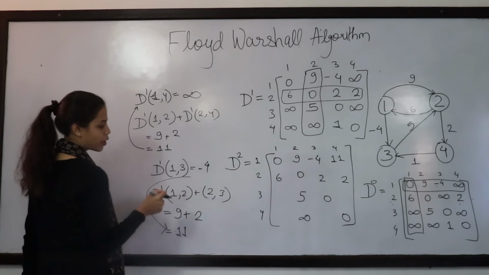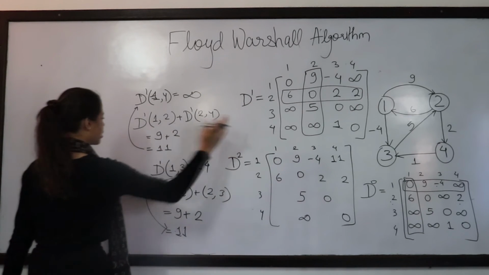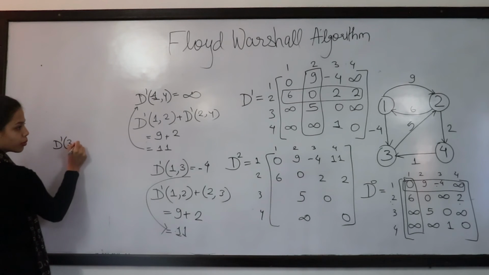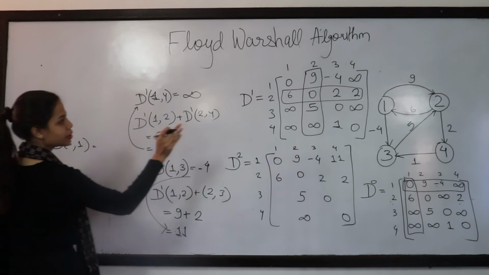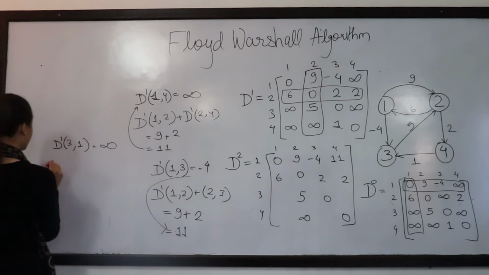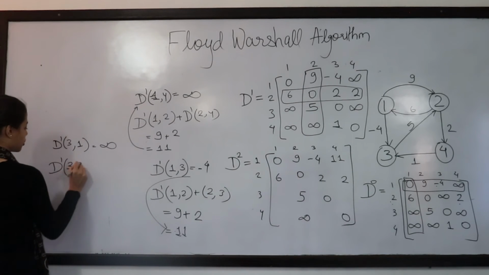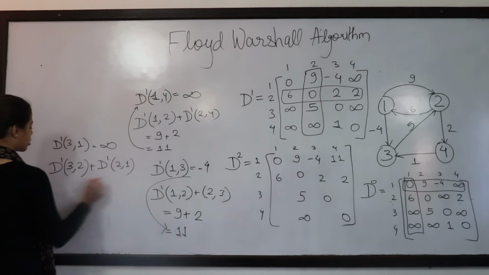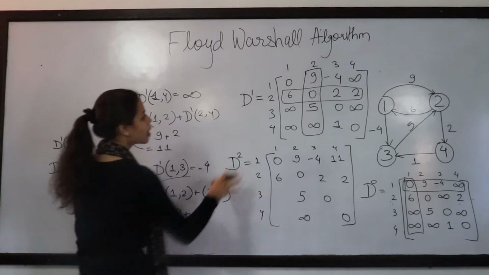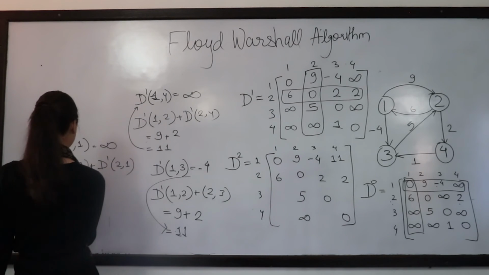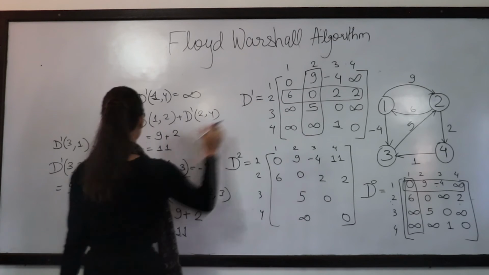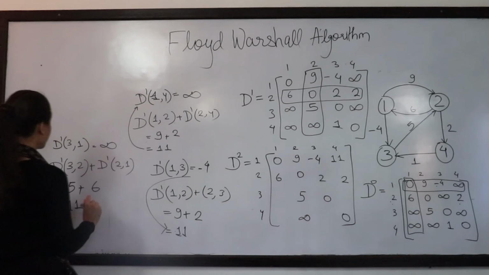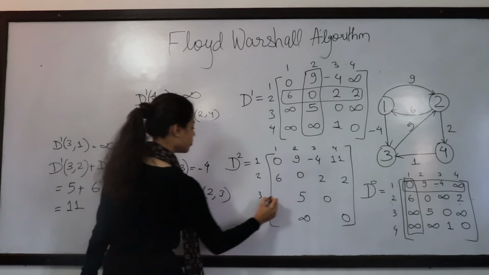Now similarly, for distance from 3 to 1, in D1, we have 3 to 1 infinity. Now via 2, we will get 3 to 2 is 5, and 2 to 1 is 6, which is 11. So we update this value as well.